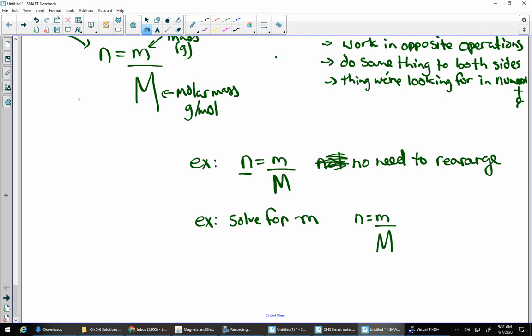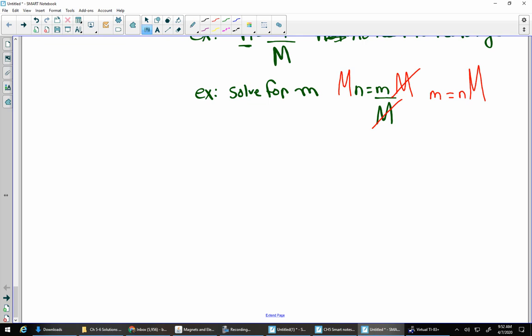So what we have to do is think, okay, what am I doing to mass? I'm dividing it by molar mass. So in order to move it, I need to work in opposite functions. The opposite of dividing is multiplying. So when I multiply both sides by molar mass, the molar mass cancels out, and I end up with mass is equal to n, or amount, times molar mass. So again, working in opposites and canceling out units where we need it.